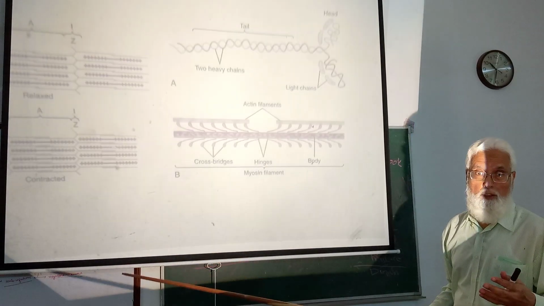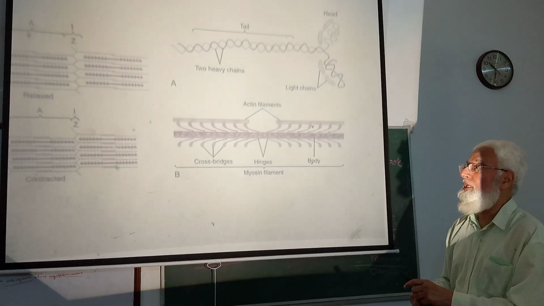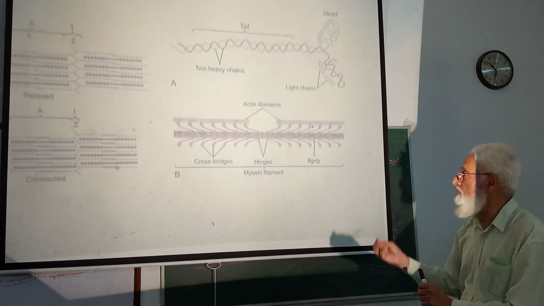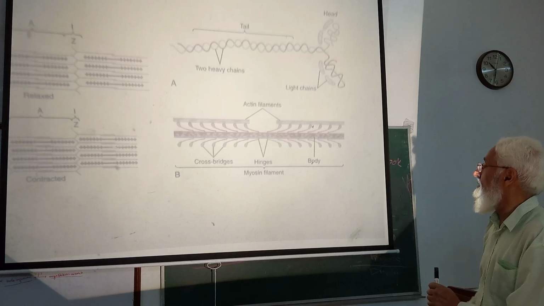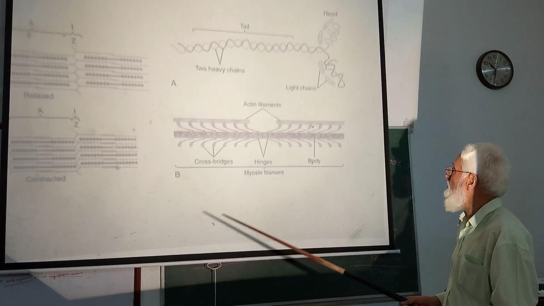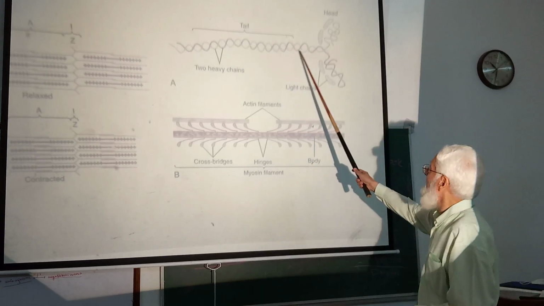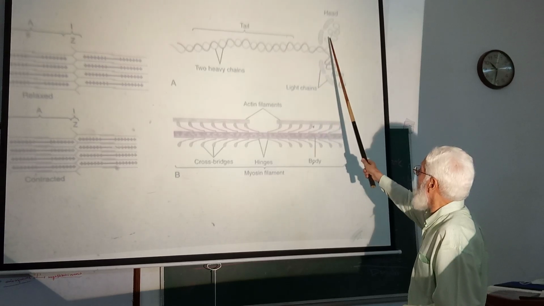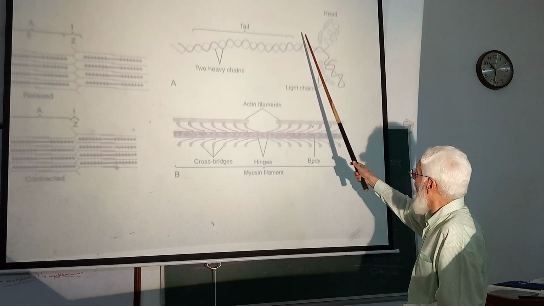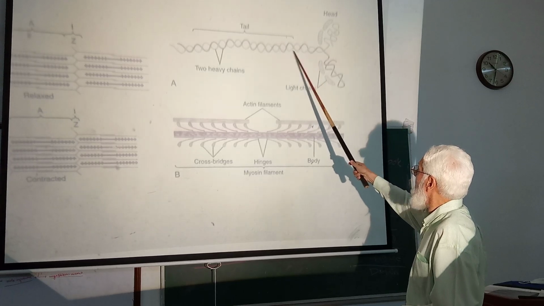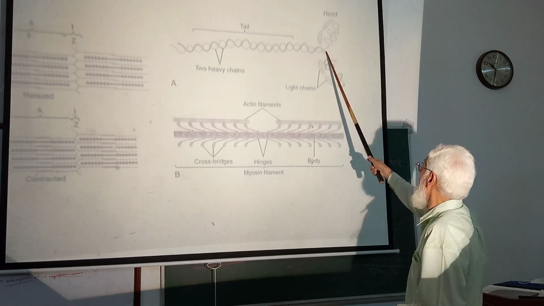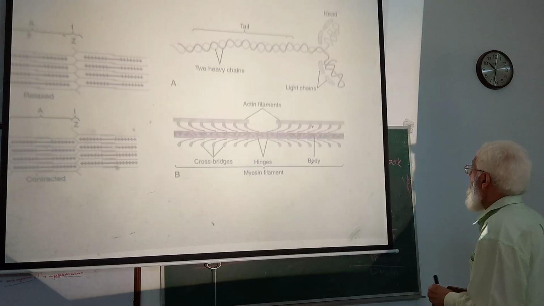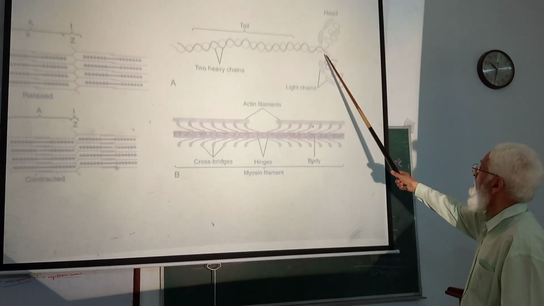Hinges, like the hinges of a door. So there are two points at which the myosin molecule is highly flexible, and these are called hinges. One hinge is between the tail and arm, and the second hinge is between the head and arm. At these two hinges, the molecule is highly flexible.